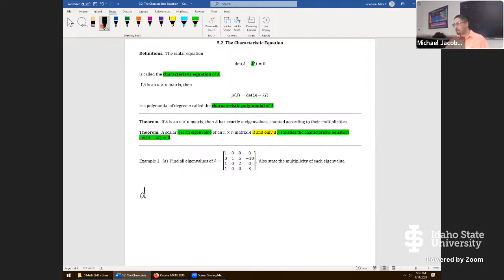So if you want to do the determinant of A minus lambda I, this just means you're multiplying the n by n identity matrix by lambda. You have lambda across the main diagonal. And so that means you're subtracting lambda from all of these entries here on that main diagonal. So the determinant takes on this form.